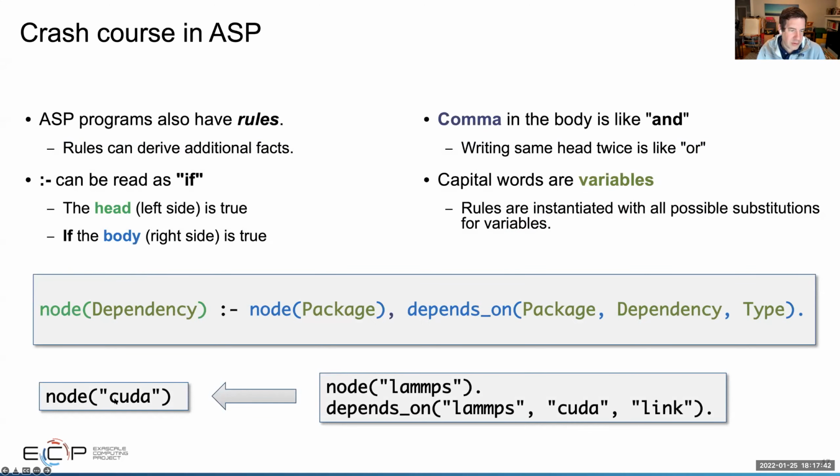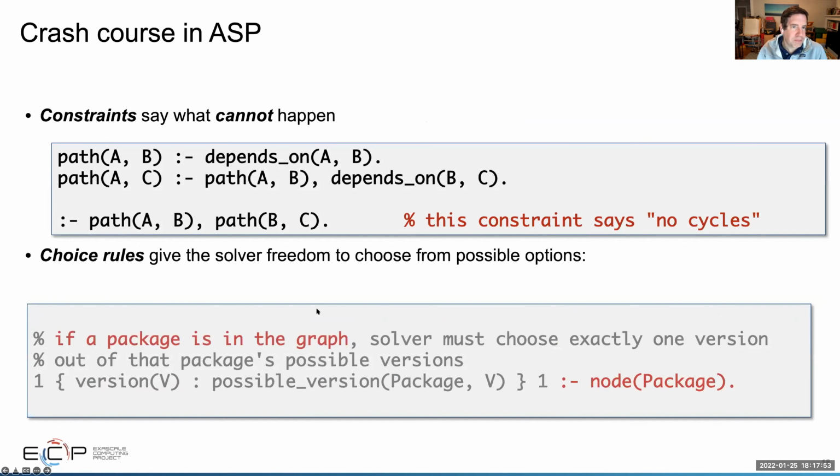Where is this? You derive that CUDA also has to be in the graph, right? So if lamps has a dependency on CUDA and lamps is in the graph, then that CUDA has to be in the graph. Constraints say what can't happen.